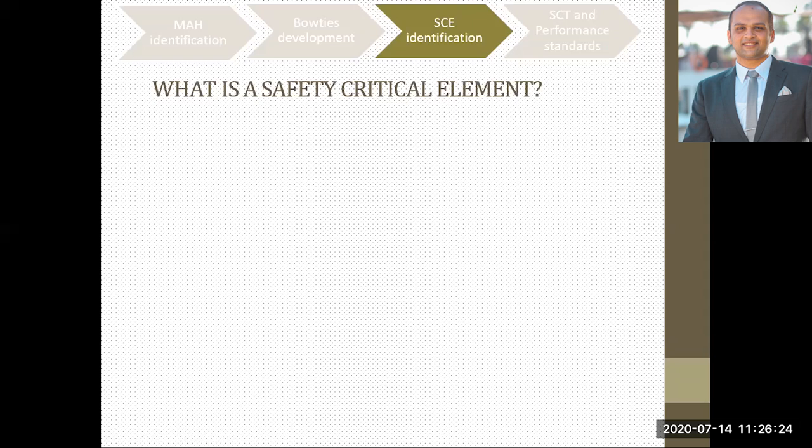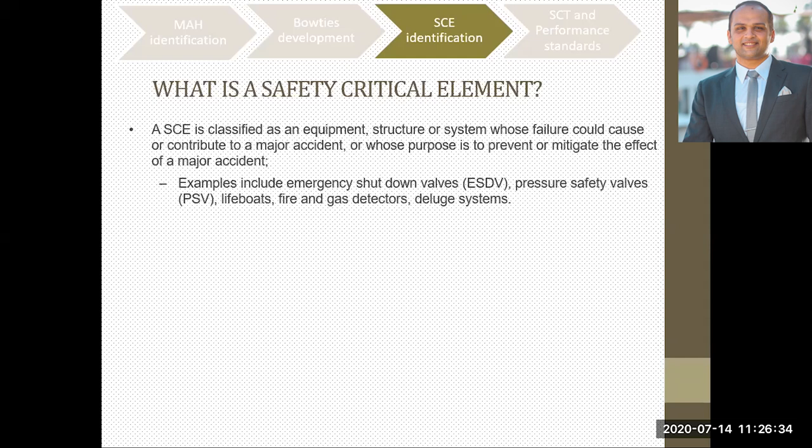So what are the safety critical elements? By its name, a safety critical element is an element which, if it fails, will cause a problem in your facility. So a safety critical element is an equipment, structure or system whose failure could cause or contribute to a major accident, or whose purpose is to prevent or mitigate the effect of a major accident. Just as an example, examples include emergency shutdown valves, pressure safety valves, lifeboats, fire and gas detection, and deluge systems, which we all spoke about when we were speaking about safeguards.